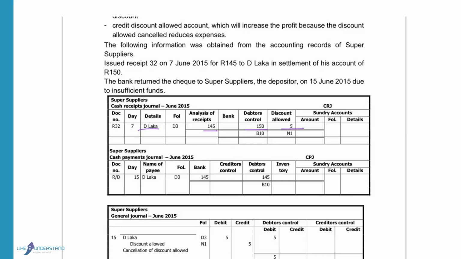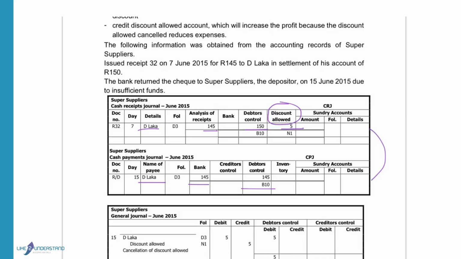So in my cash payments journal, I will show that the original entry that I recorded in the cash receipts journal will now be cancelled because we don't have this 145 in the bank anymore, and the debtor now owes us 145 again. When we did the original entry, we could record discount allowed in our cash receipts journal because we have a column there for discount allowed.